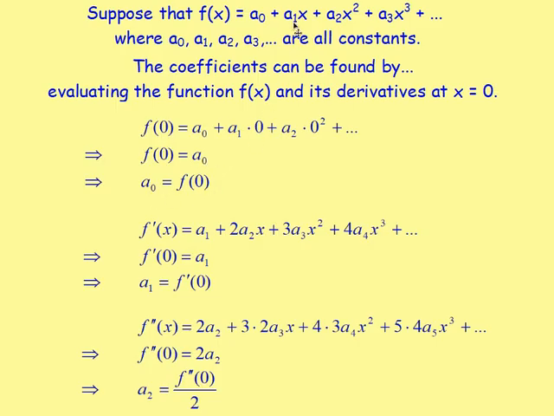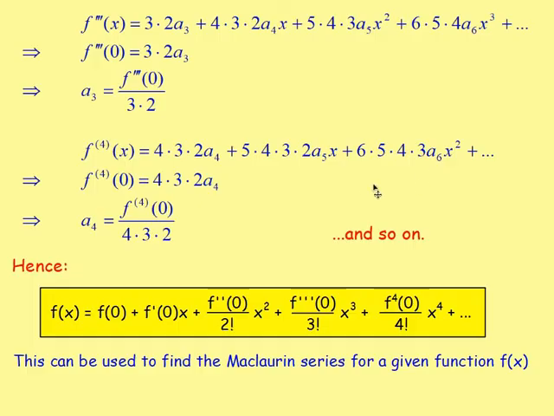In order to work out a1, we have to differentiate and then sub in 0. So if you differentiate that and sub in 0, then a1 is equal to just f dash of 0. To work out a2, we differentiate again. What we have to do when you use the Maclaurin series is differentiate, sub in 0, differentiate, sub in 0, differentiate, sub in 0, and you keep doing that.